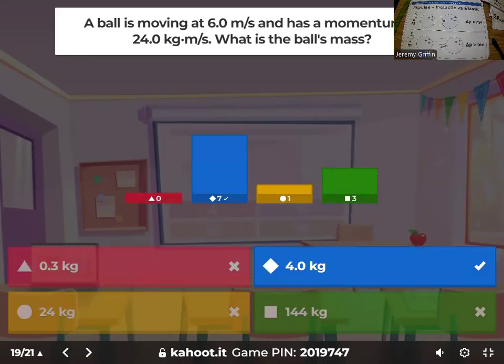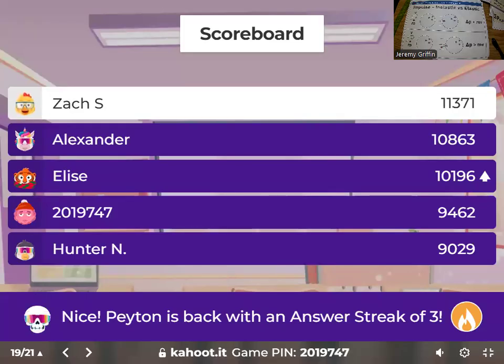All right. Where are we sitting here? Got Hunter, Tommy Two-Tone, Elise, Alexander, Zach.